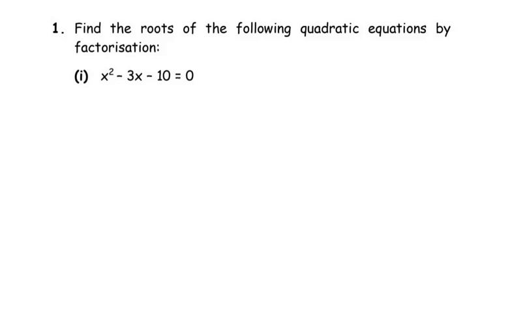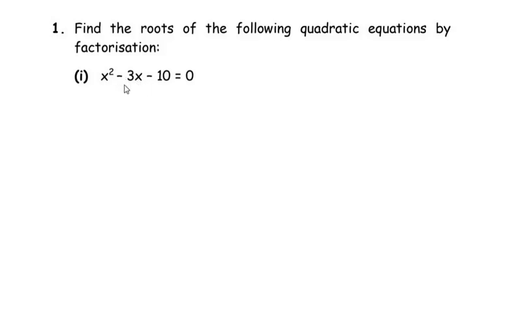Now remember that the number of roots in a given equation will be equal to the highest power of x. Now here the highest power of x in this equation is 2. So we should be getting 2 values for x. Now let us focus on the factorization, and here I am going to use the splitting the middle term method.